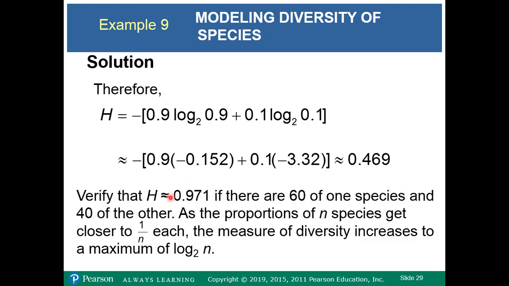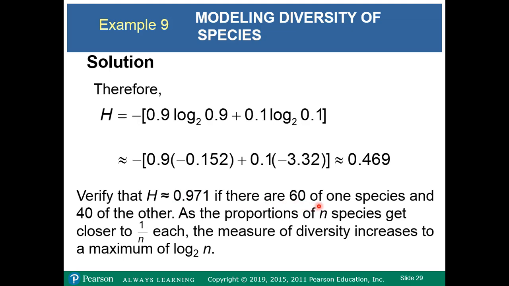Now verify that this is approximately 0.971. Verify that H is 0.971 if there are 60 of one species and 40 of the other. As the proportion of n species gets closer to 1 over n each, the measure of diversity increases to a maximum of log base 2 of n.